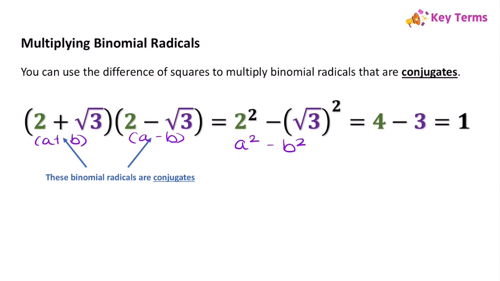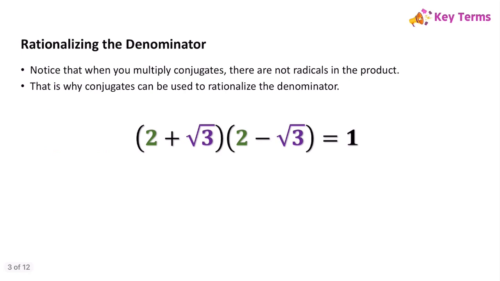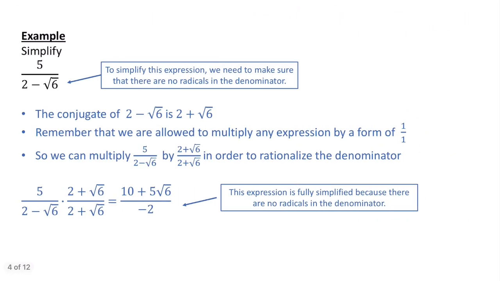Notice that when you multiply binomial radicals like this, there won't be any radicals in the product. That's why we can use conjugates to rationalize the denominator. Because remember, when we talked about rationalizing the denominator in the previous video, we said that the goal is to have no radicals in the denominator. So let's look at this example.